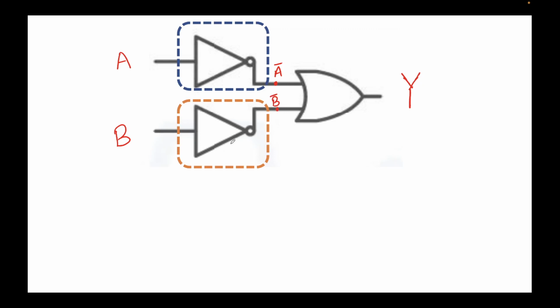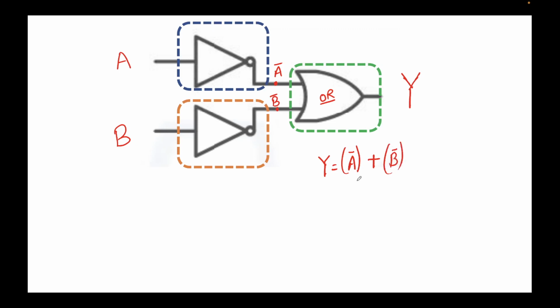Now let's look at this green rectangle. This green rectangle is nothing but an OR gate. We know that the algebraic expression for the output of an OR gate, if you see from the previous slide, is just the summation of two inputs. So let's write plus in between. That depicts that this is an OR gate. The first input to this OR gate is nothing but A bar, and the second input to this OR gate is nothing but B bar. So what I get is Y equals A bar plus B bar.